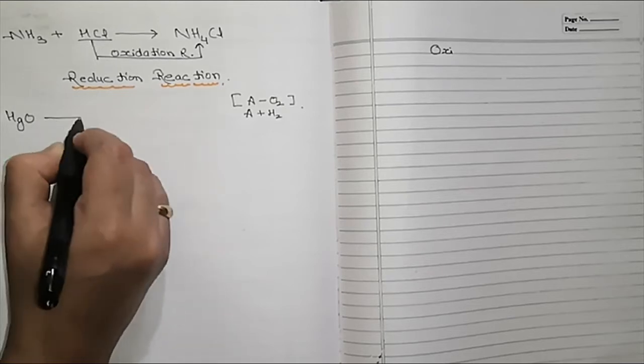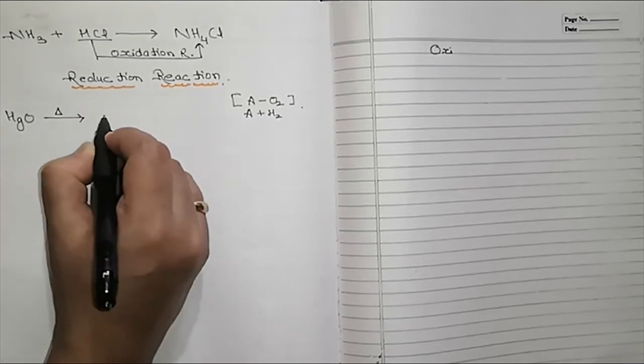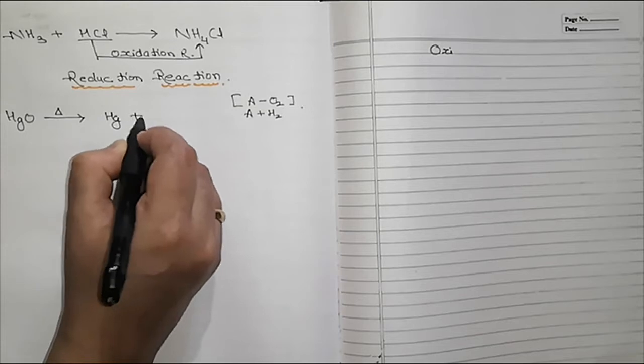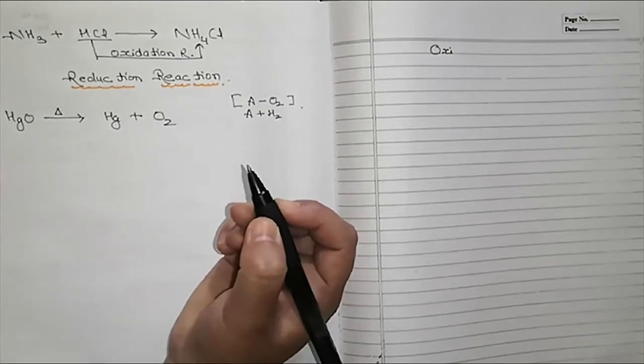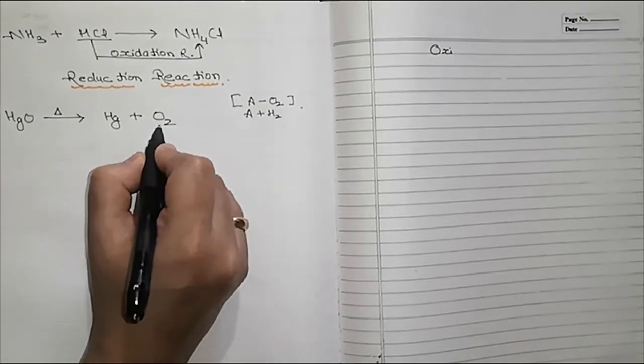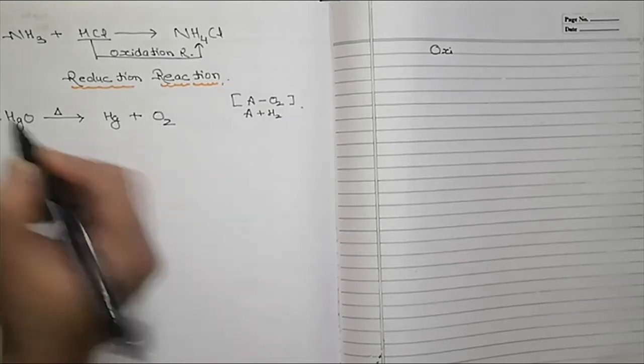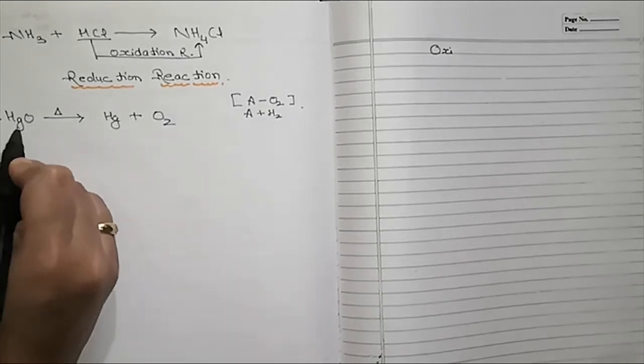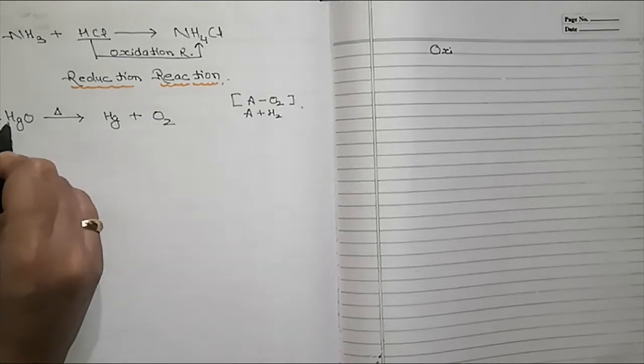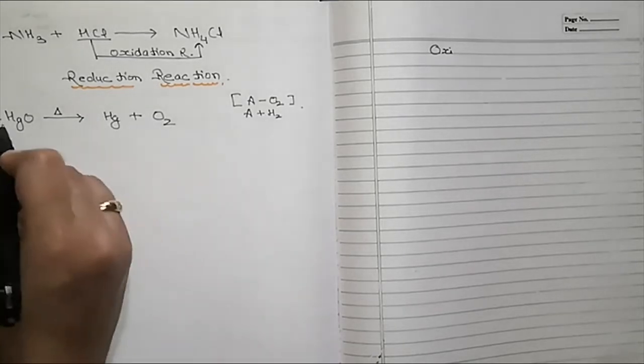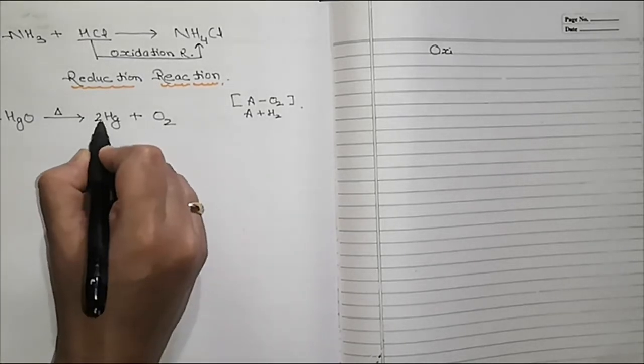HgO. When you heat mercuric oxide, you will get Hg plus O2. Now let's balance the equation. 2 molecules of oxygen, so I have to write 2 over here. Now the mercury has become 2, right? 2 atoms of mercury, so you need to write 2 over here.